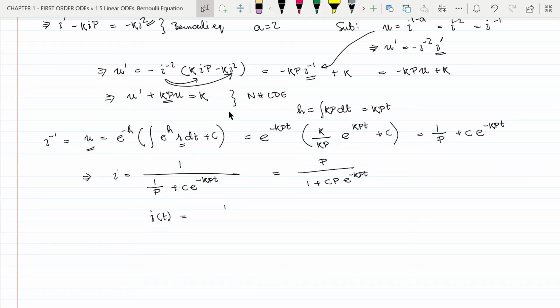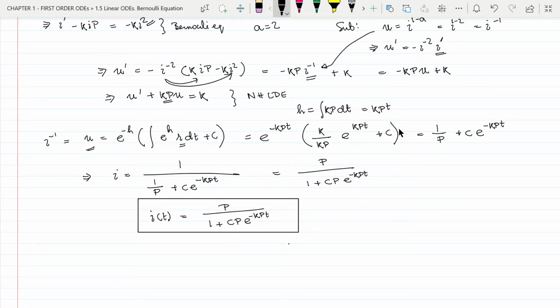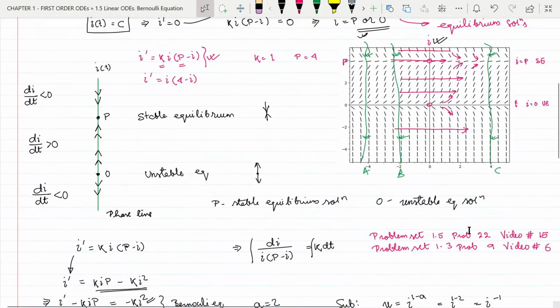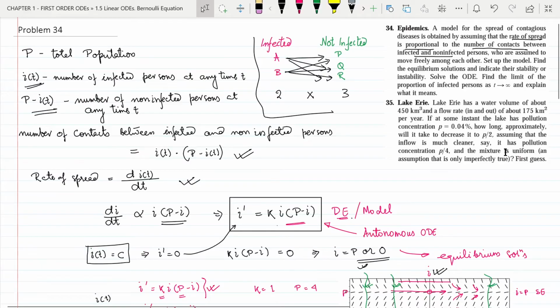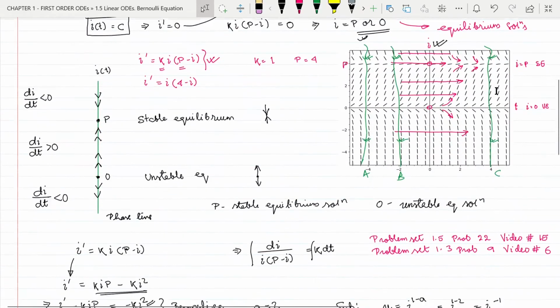So I equals p divided by (1 plus cp e to the power minus kpt), and this is the general solution of the differential equation. Now we have found other solutions also, which are I equal to p and 0, and those were the constant solutions because of the property of autonomous ODEs. Let us see what the question is asking further. Find the limit of the proportion of infected persons as time t tends to infinity and explain what it means.